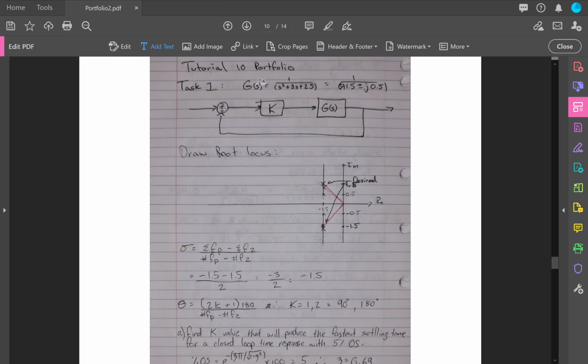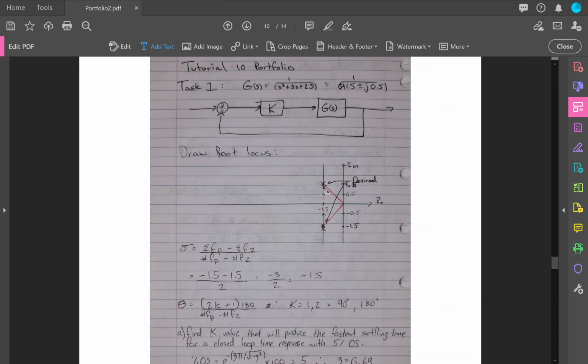In this task we're given a transfer function which we plot on a root locus so that we can see where the poles are, and then from here we can work out where on the real axis it lies. And once we've got that, we can also work out the angle that the asymptote comes off the real axis. So we can see here for values of k, 1 and 2, we get 90 and 180 degrees, so it goes straight up and down.